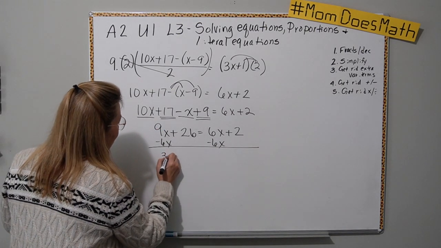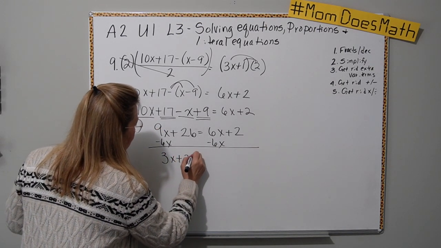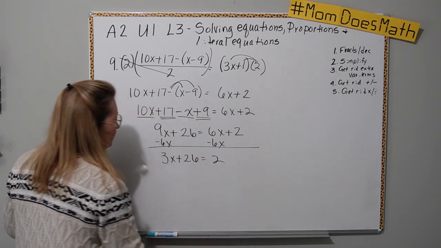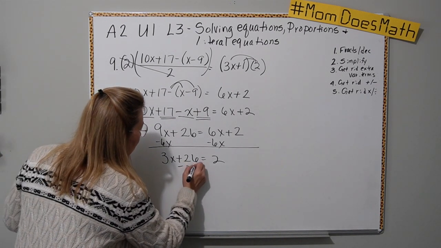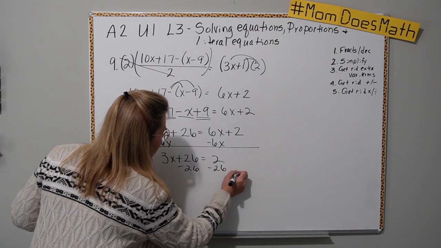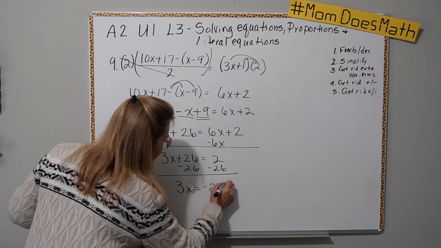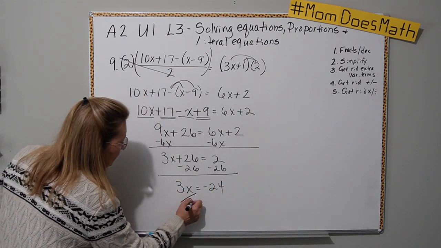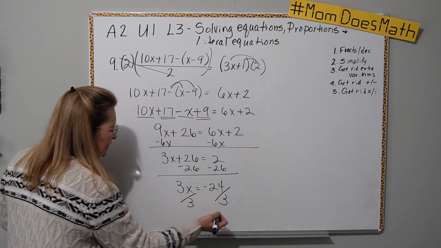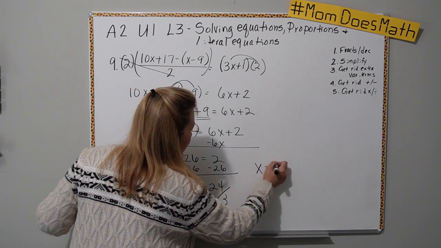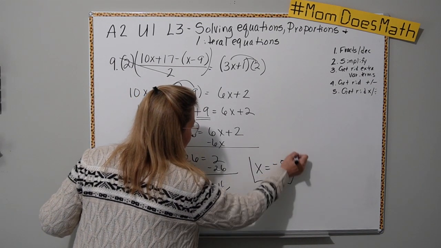9x minus 6x is 3x, plus 26 is equal to 2. Now I'm going to subtract 26 from each side. So 3x is equal to negative 24. Divide both sides by 3, and you get x is equal to negative 8.